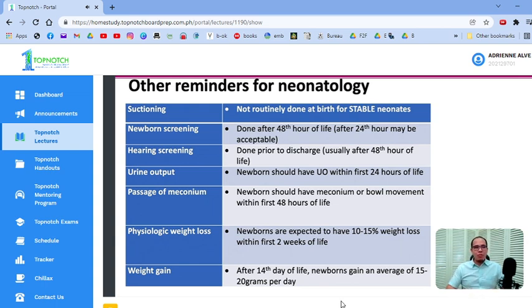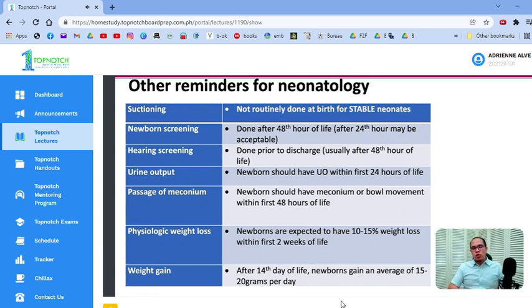Okay, urine output and bowel movement. Tinatanong yan, kailan dapat lumalabas yung urine output and bowel movement? Ideally within the first 24 hours of life. But if they ask you ano ba yung limit, it's still considered normal as long as you have your urine output within the first 24 hours. Okay, it may still be normal as long as you have your meconium output within the first 48 hours. So 1 day saka 2 days. So limit natin, ihi, wiwi, 1 day, dumi, pupu, 2 days.